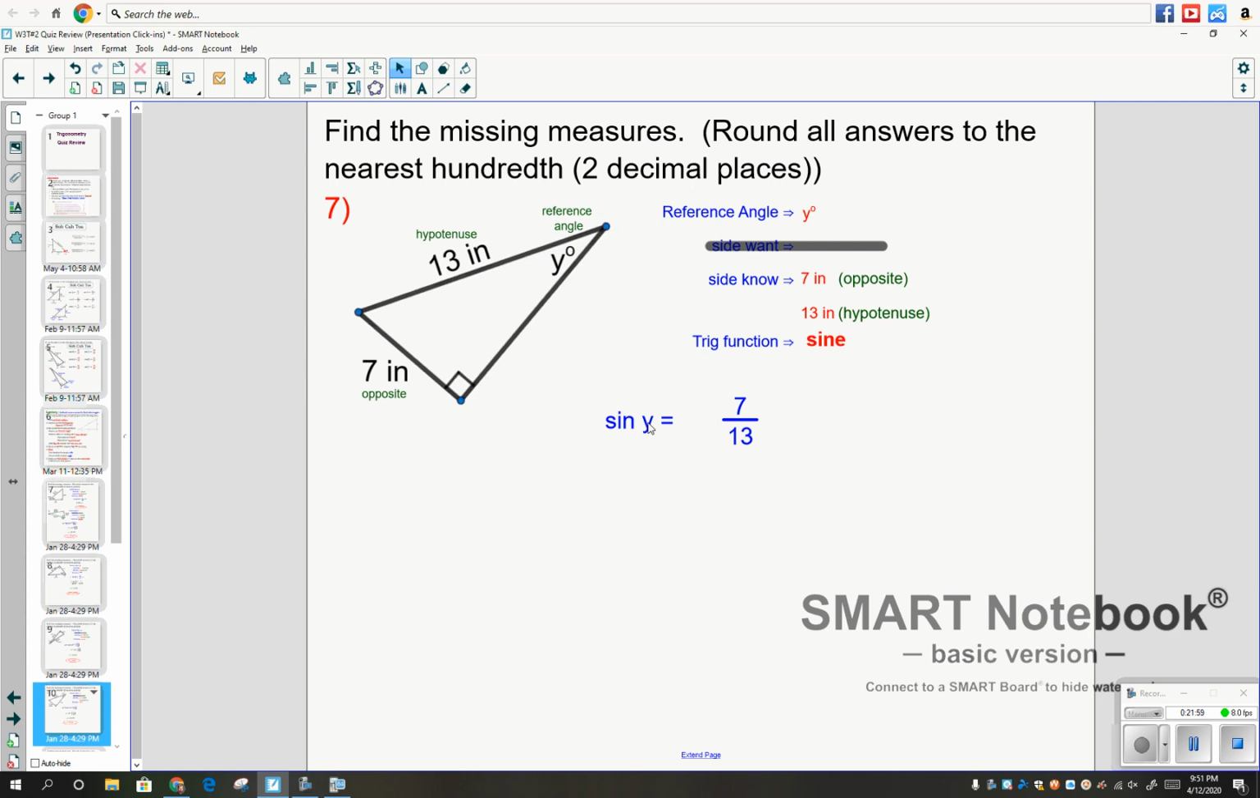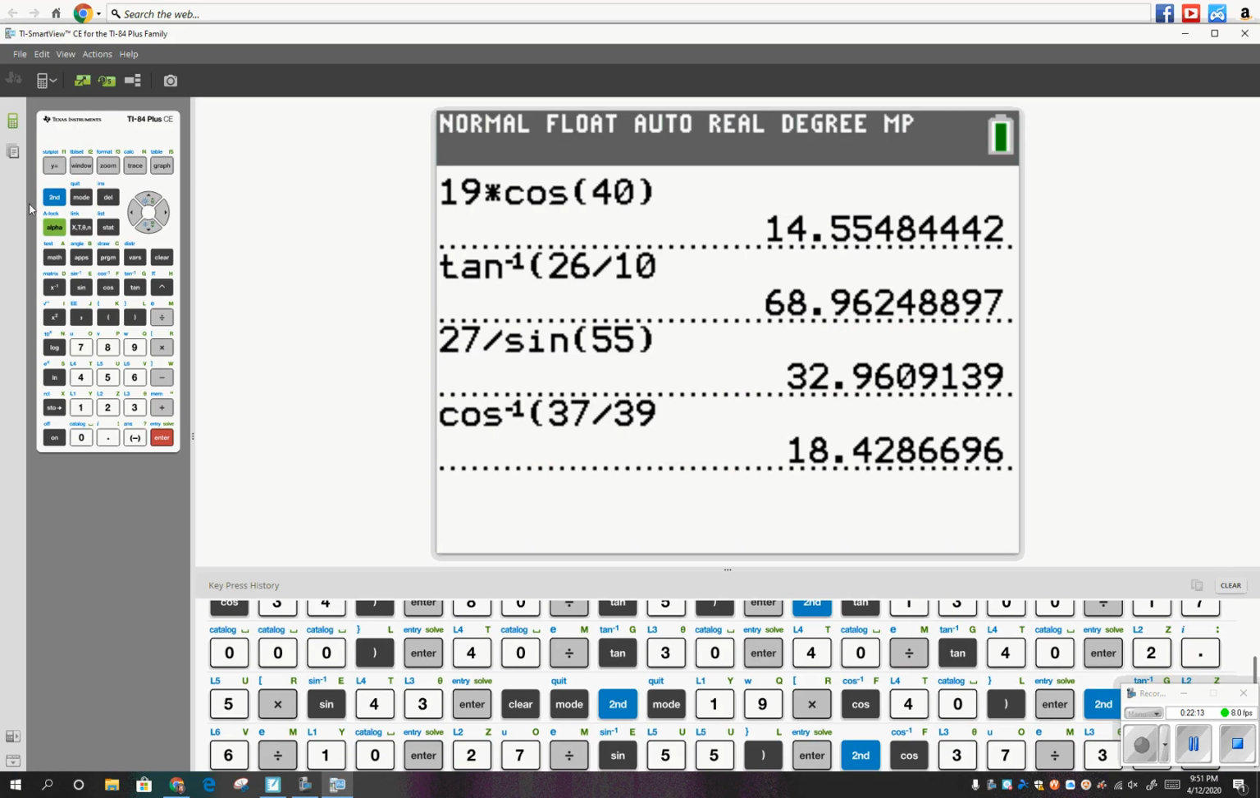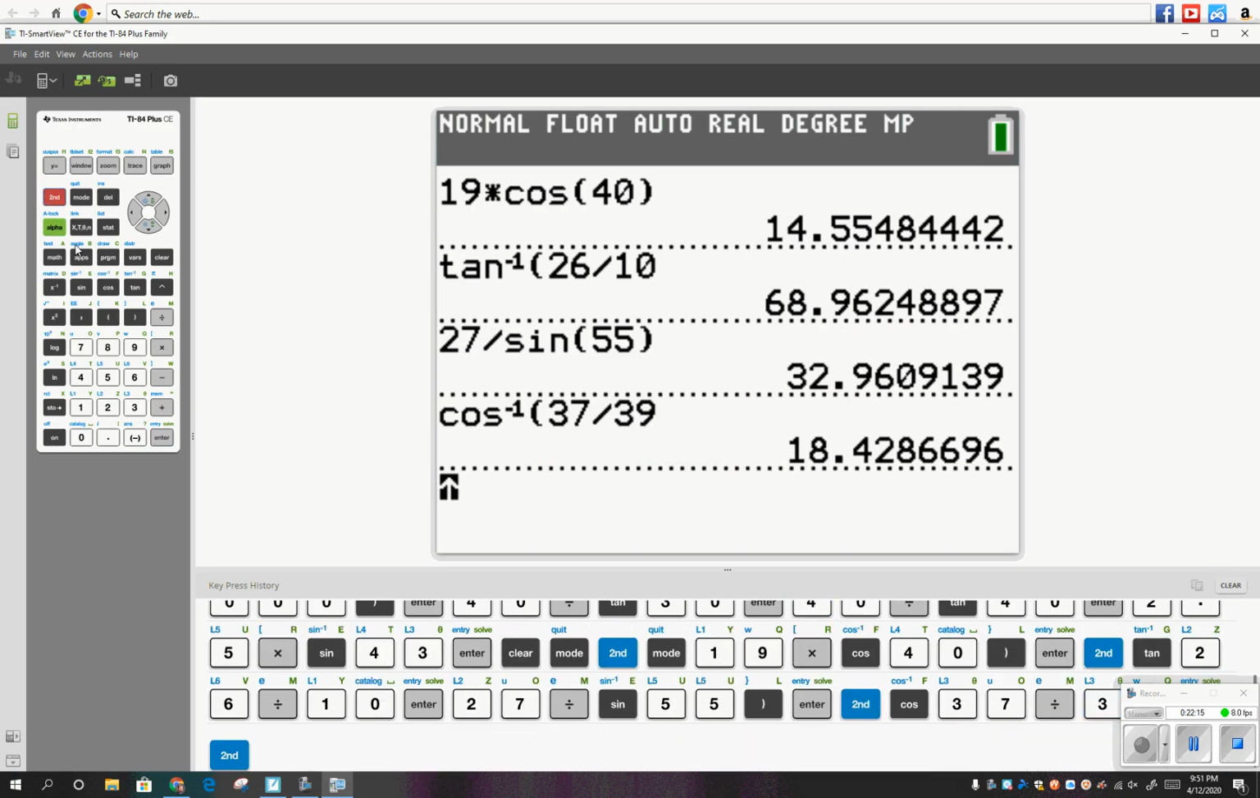How do I get rid of y? Take the inverse. I take sine inverse of sine. They cancel each other out. Leaves me with just y. Y equals what? Sine inverse of 7 over 13. Type that into my calculator. Second sine of 7 divided by 13.